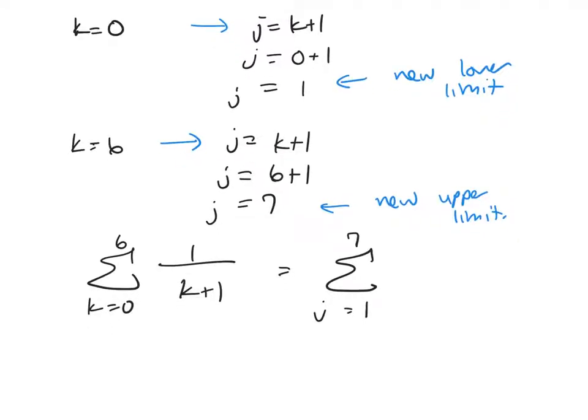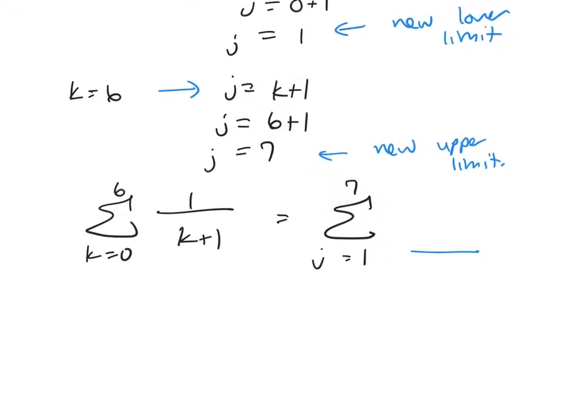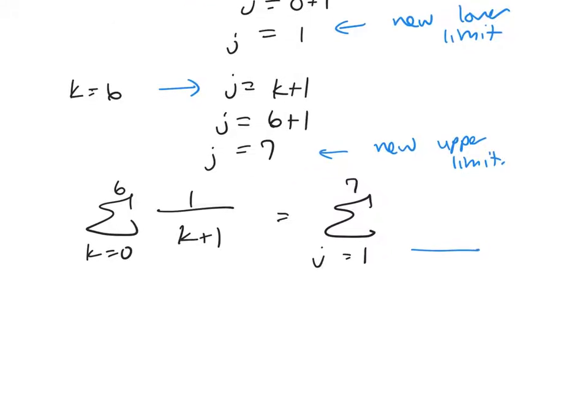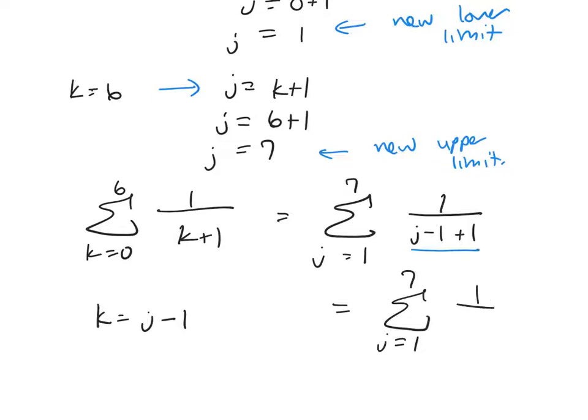And now I've got to figure out what goes here. If we solve for k in our change of variable equation, k is j minus 1. So we can plug that in. 1 over j minus 1 plus 1. It's the summation from j equals 1 to 7 of 1 over j.